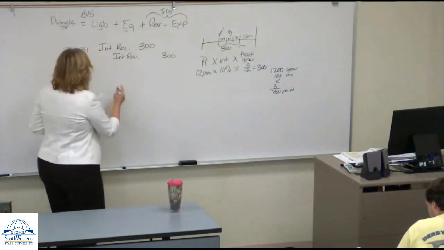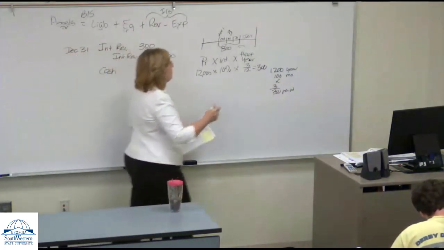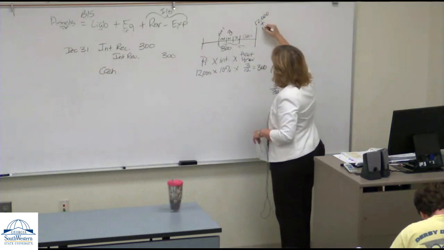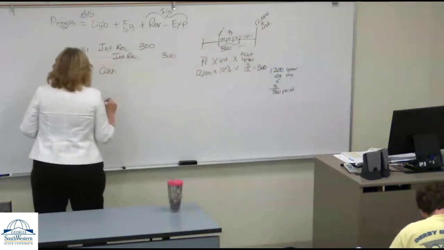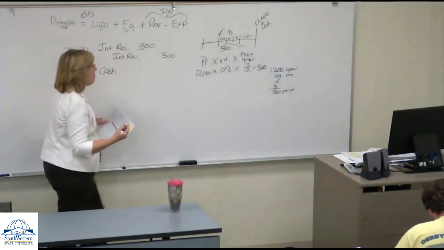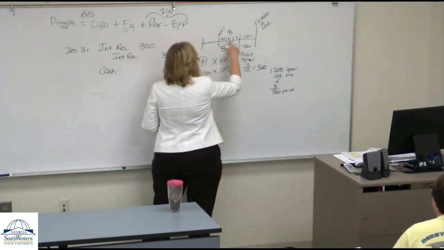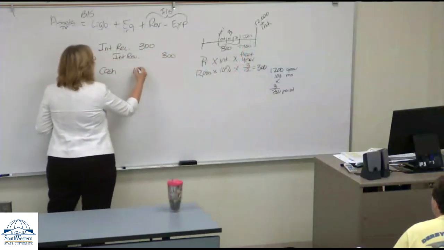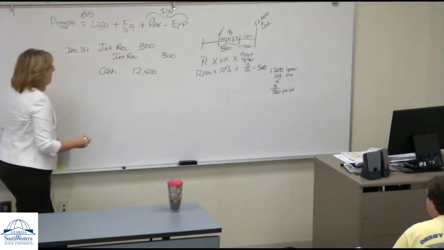And now when they pay us, at the end of the period, at the end of the 4 months, they're going to pay us back the $12,000 plus interest, right? So how much interest did they owe us? They owed us $400 total, $100 a month, right? So they're going to pay us $12,400, okay?